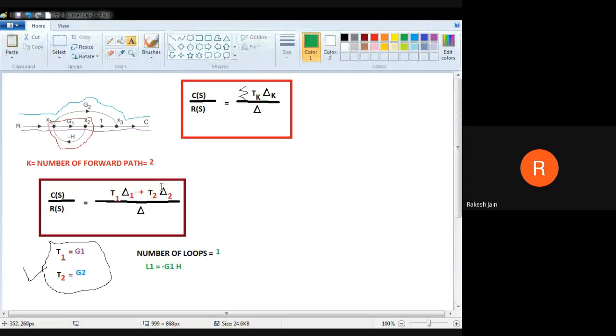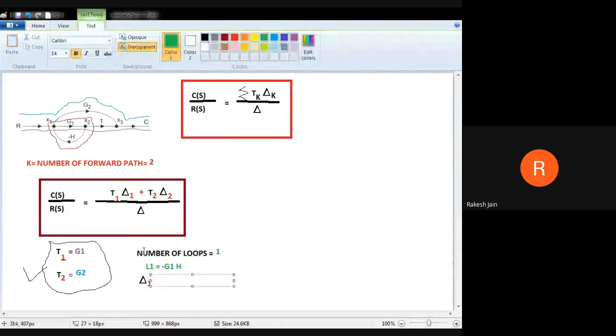Now what is the next step? Find out the value of del 1 and del 2. What is the rule to find the value of del 1 and del 2? Del 1 is for the loops which do not touch the first forward path. Here only one loop is there, so check whether this loop touches the first forward path or not. The first forward path is G1, the purple color in the diagram, 1 into G1 into 1 into V3. So this loop is over there, it touches the forward path, so the value is 1.